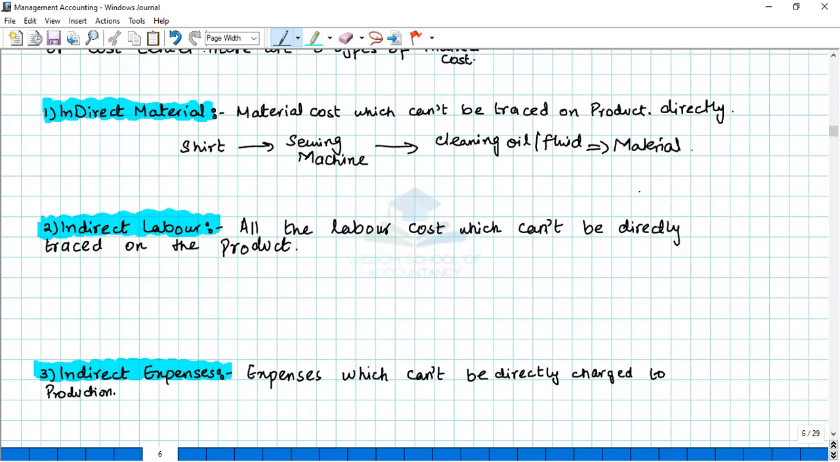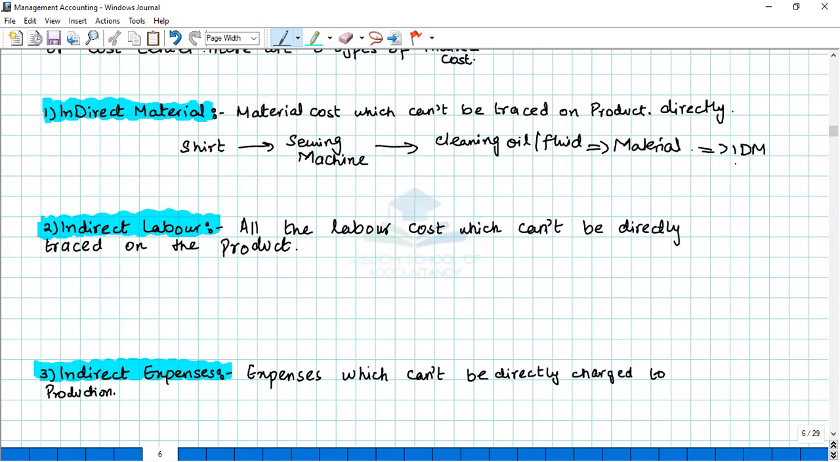You go to a supermarket, you go to a shopping mall, and you see a shirt. You cannot directly identify, by seeing the shirt, that for the making of this shirt a cleaning oil must have been used. You don't know that. Though that cost was part of a production process, it's not directly identifiable. So such a material which is not directly identifiable in the finished unit, the cost of that material will be known as your indirect material cost.